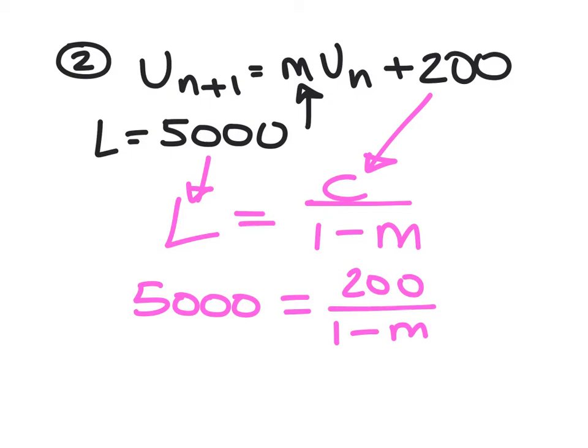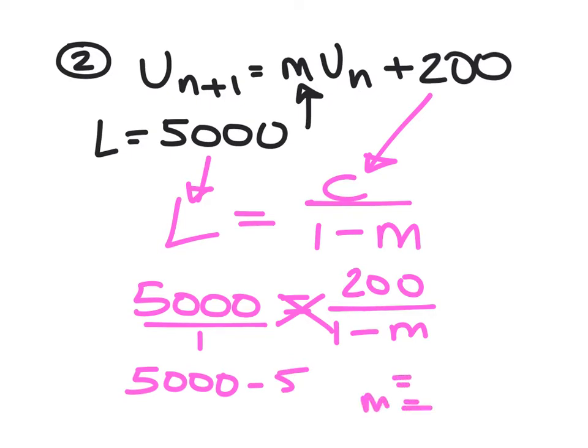How am I going to go about solving that? Well, if I write it as 5,000 over 1 and then do some cross multiplying, so do 5,000 times 1, take away 5,000 times m equals 200, and then just solve the equation to get m equals.